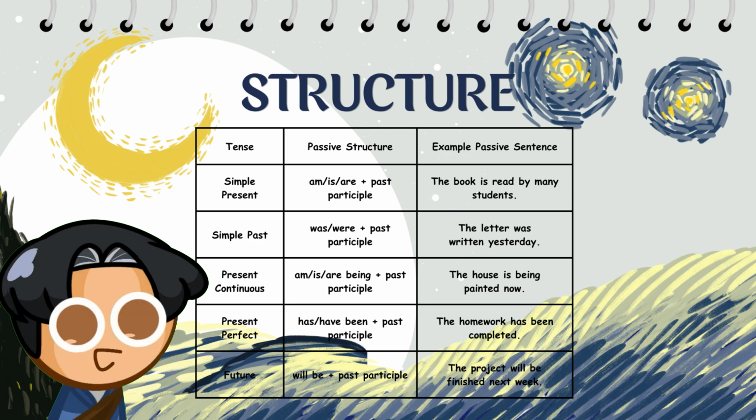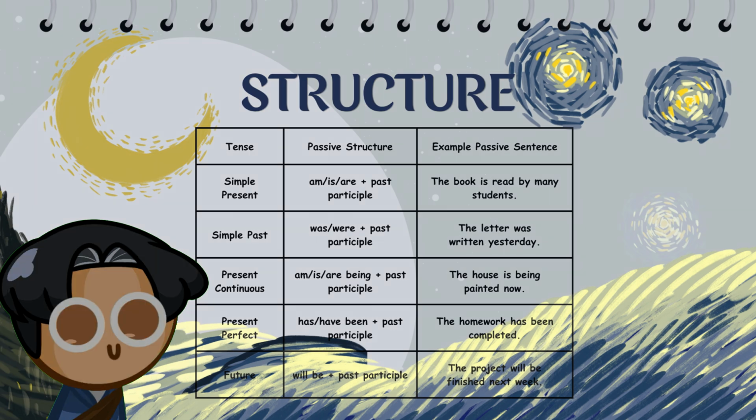And the last one is future. For the structure, will be plus past participle. For the example, the project will be finished next week. Will be shows the future tense and finished is the past participle. The sentence highlights the project and when it will be finished.